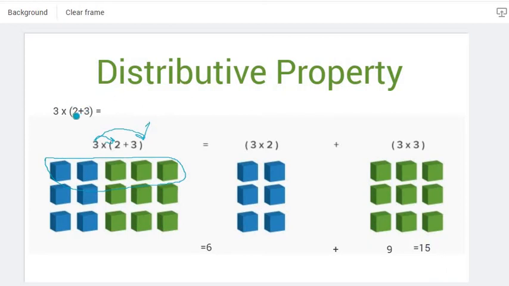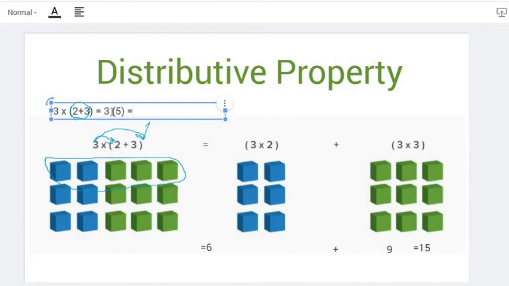So if we were just to add up everything here, let's see if we would get the same thing. Alright, so it's 3. And then in brackets you have 2 plus 3, which would give you 5. So it's 3 times 5, which would give you 15. And we got back the same answer as if we weren't using the distributive property. We get back the same 15.